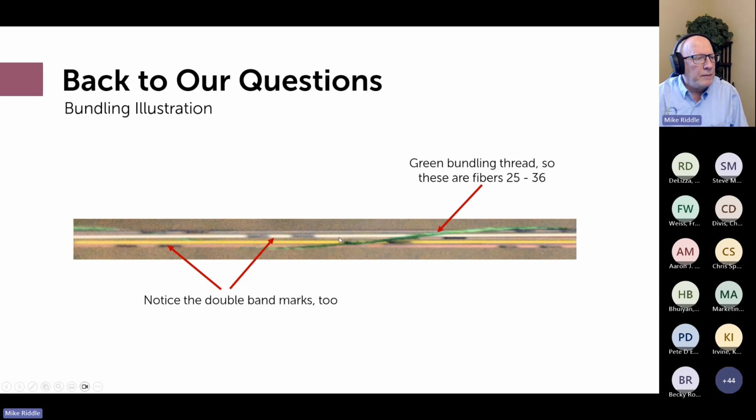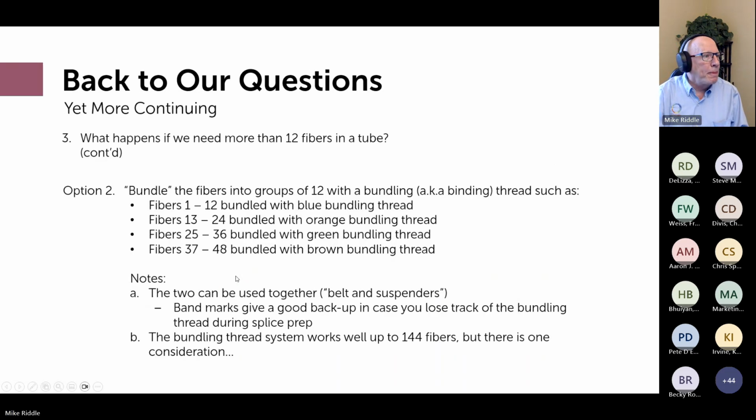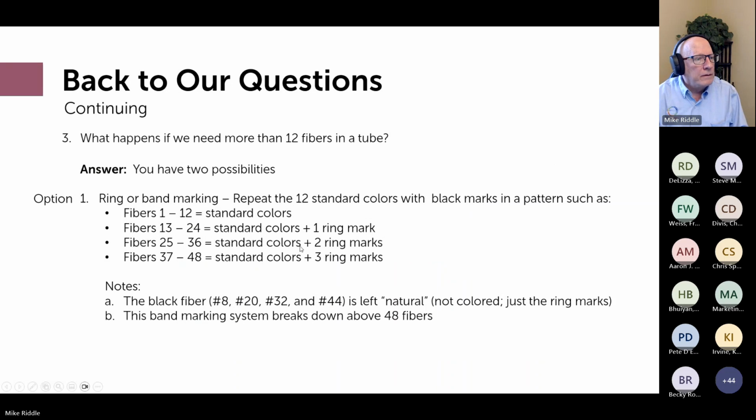Here's a fiber bundle, and you see this green bundling thread has been wrapped around it to keep them as a group. Because it's green, you know that these are fibers 25 to 36. And you also, if you look closely, can see that there are double band marks, which goes back to here, 2 ring marks. So again, fibers 25 to 36.